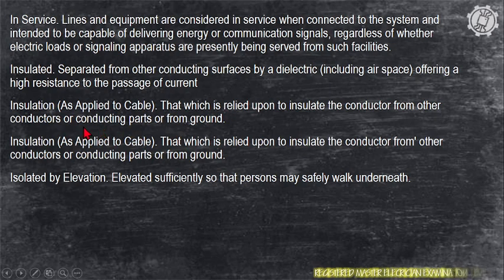Kasi pag hindi siya insulated, then nagkadikit yung dalawang conductor, so that will be a short circuit, no? If a conductor is directly connected to ground, that is unintentional, kasi may current tapos naka-connect siya unintentionally doon sa ating ground, so yan yung ating ground fault or phase to ground fault.